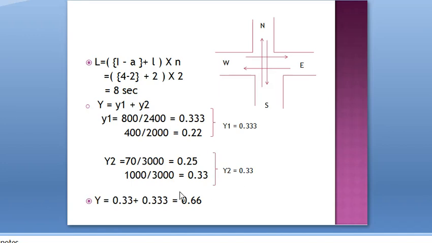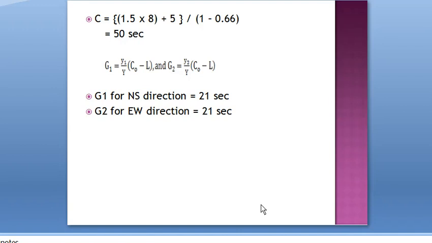Okay, now we have calculated loss time and critical flow ratio. So next we can calculate optimum cycle length. So 1.5 into loss time 8 plus 5 divided by 1 minus y is 0.66. So the value is 50 seconds. So we have calculated optimum cycle length as 50 seconds.